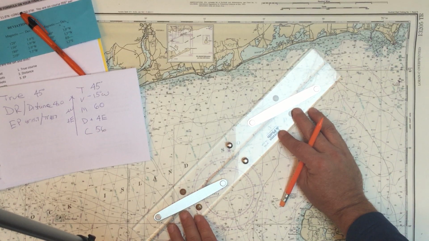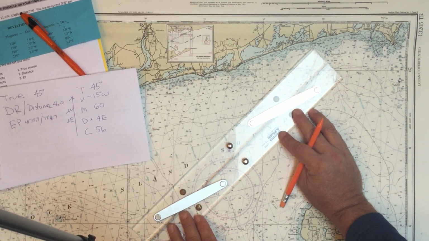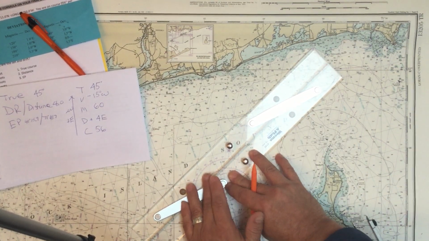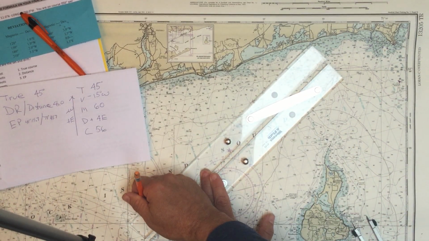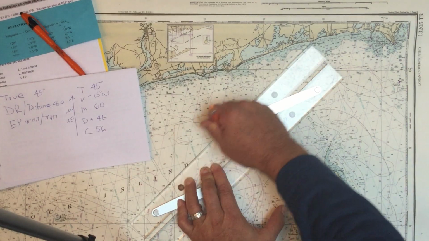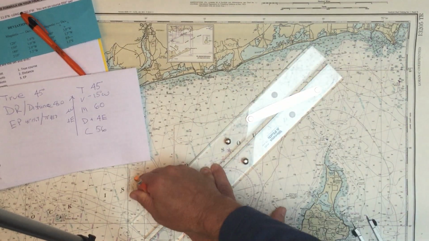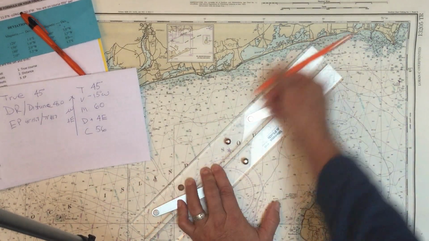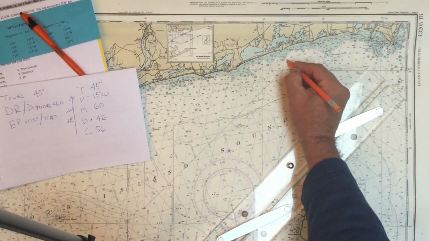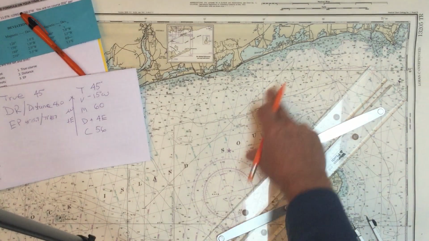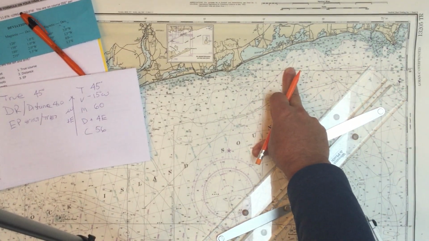45 degrees. Okay, and I walk that over to my starting point, which is awful close to where I am right now. And I just draw a long line in the direction that I'm going. From my starting point, I'm going 45 degrees. So this line is going 45 degrees. Okay, so that's my true course. That's the heading that I'm on.